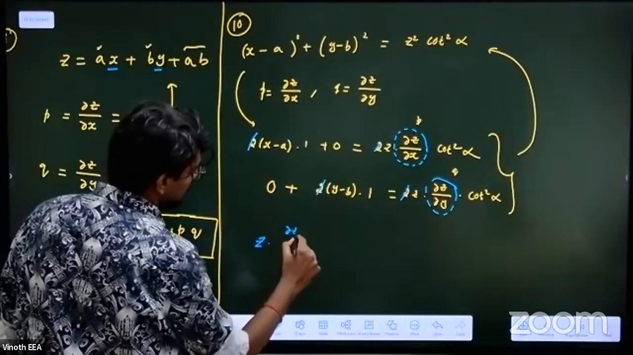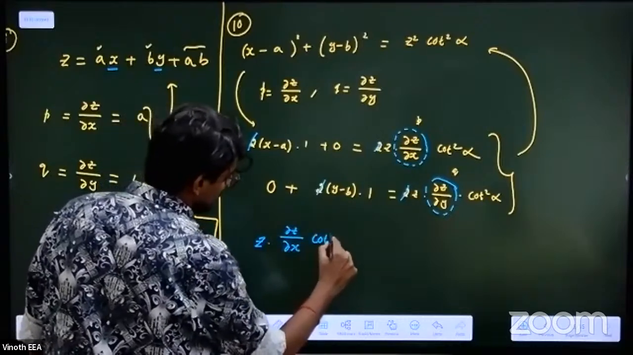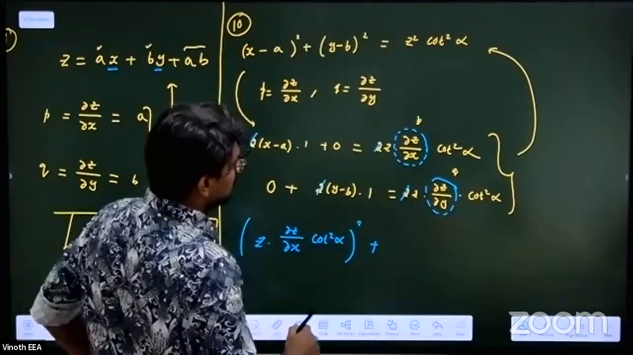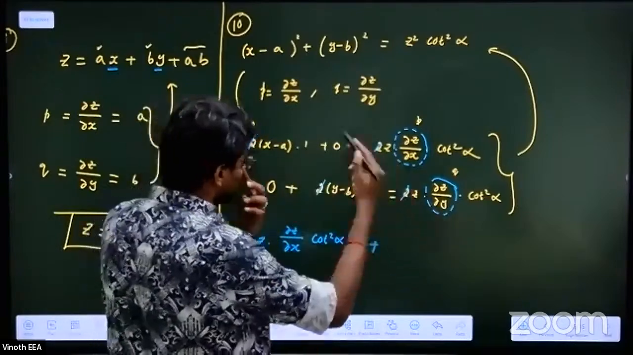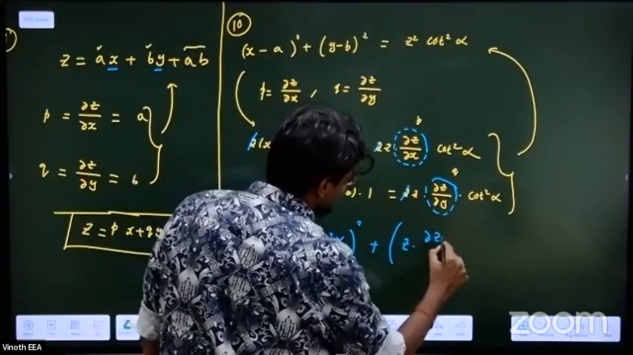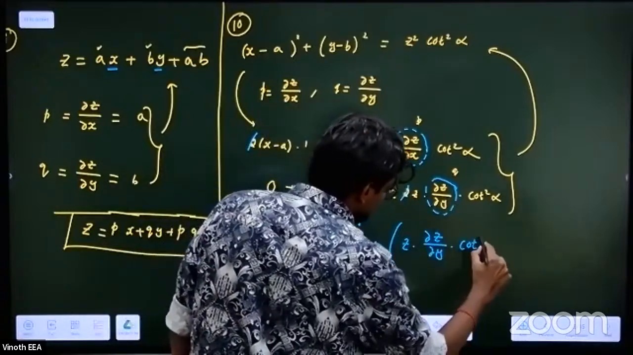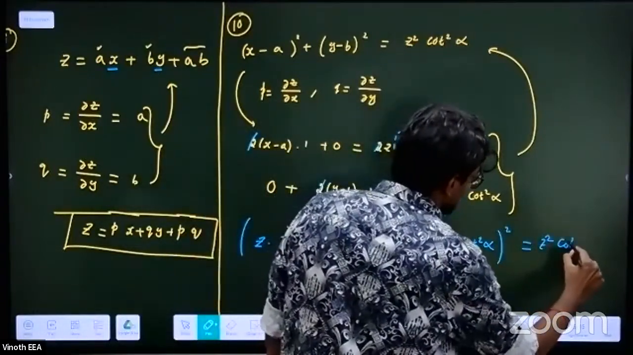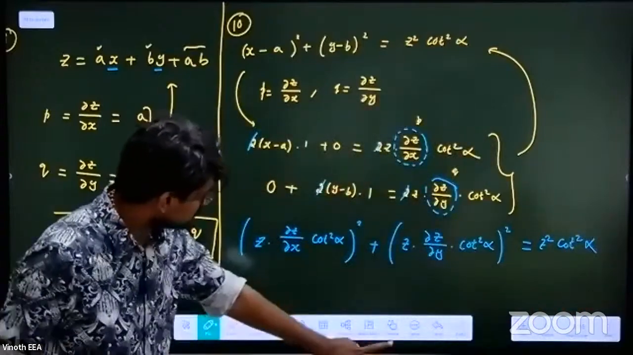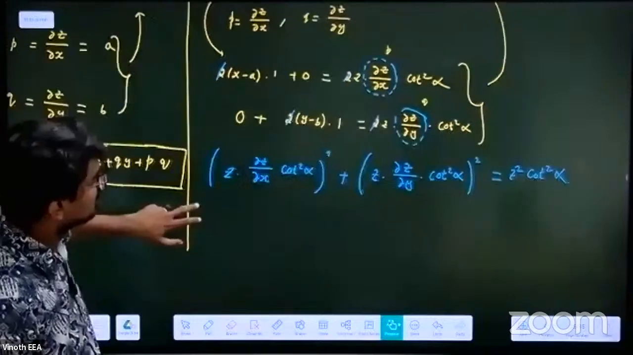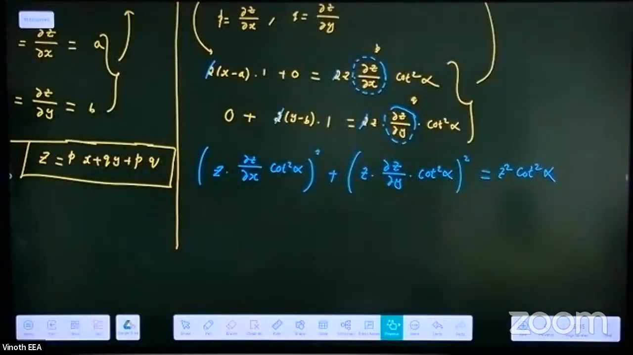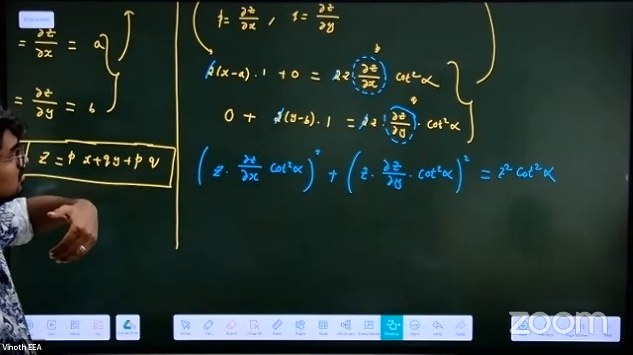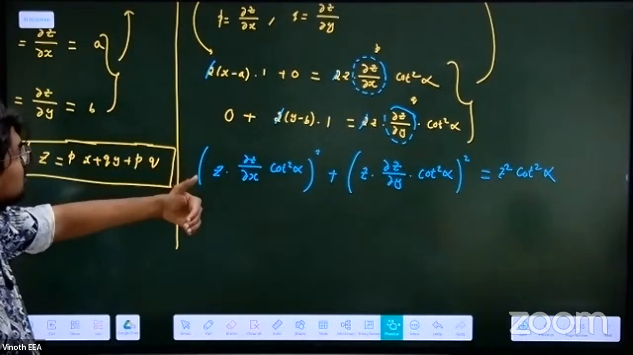z into dou z by dou x cot square alpha whole power 2 plus z into dou z by dou y cot square alpha whole power 2, which is equal to z square into cot square alpha. That's all. I cancel the common terms. What can I take common? z cot square alpha whole power 2, I can take it commonly, right?